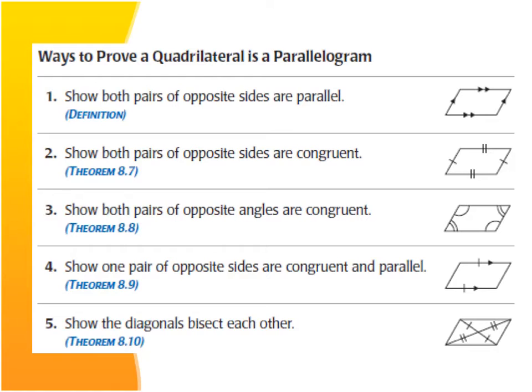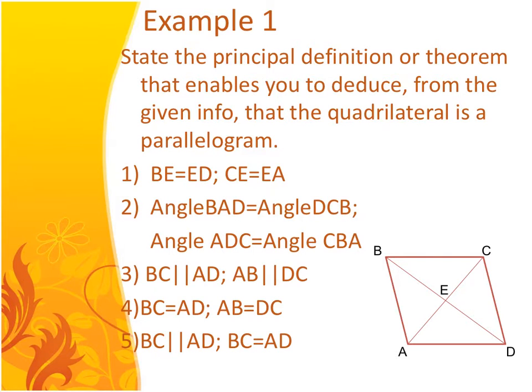If it says show that both pairs of opposite sides are congruent, that's theorem 8.1. But remember, I don't want you to know numbers. I want you to know what this says. So for those, you're just going to have to write out, kind of like we did with the parallel lines. If both pairs of opposite sides are congruent, then it's a parallelogram. Both pairs of opposite angles and one pair of opposite sides, congruent and parallel, and both diagonals bisect each other. So just get a little bit of a picture there.